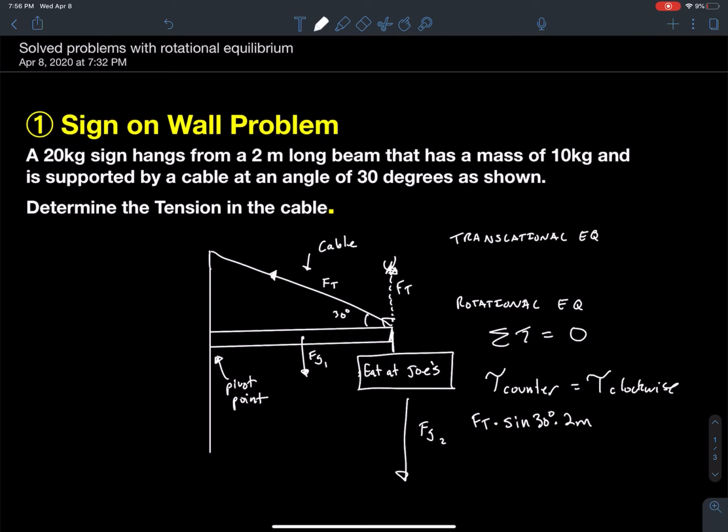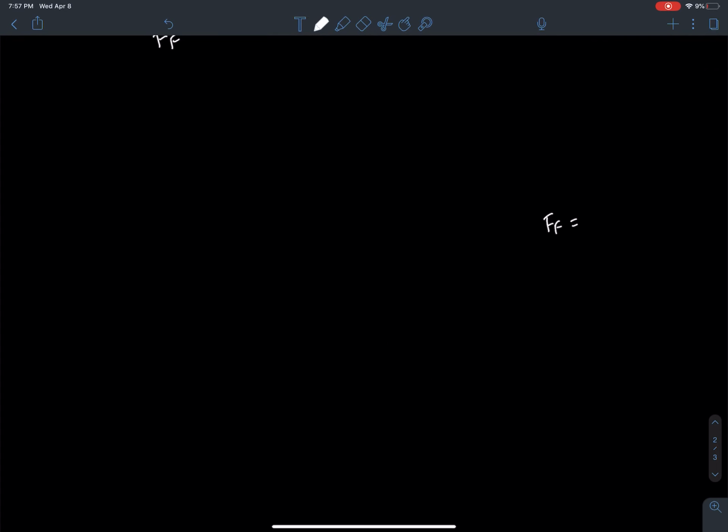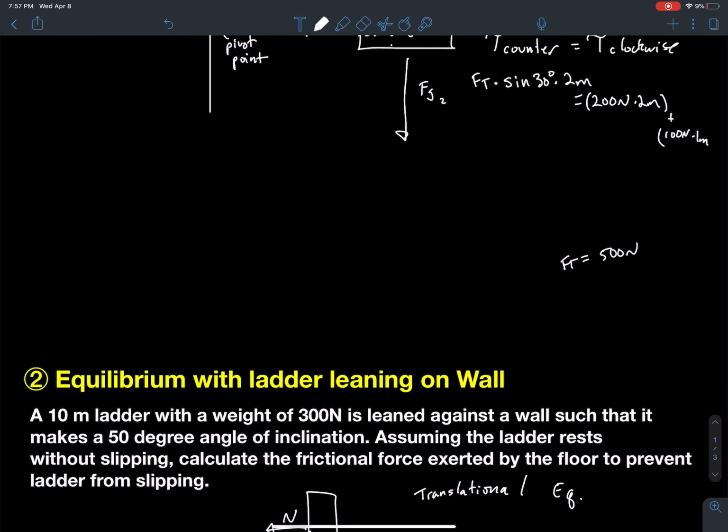Okay, now the clockwise, sorry, I kind of put myself in the corner here. The clockwise is going to be the force of gravity, or the weight of the sign. The weight of the sign is going to be around 200 newtons times 2 meters. Okay, that's the torque due to the sign, and the torque due to the weight of the beam is going to be, let's see, how much is that? 100 newtons times 1 meter.